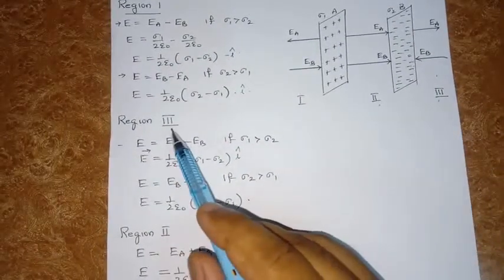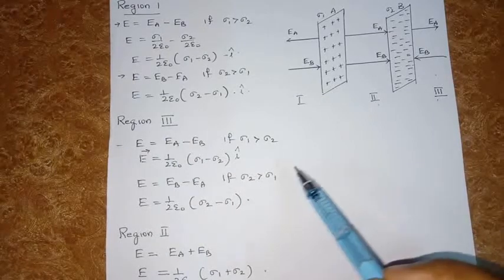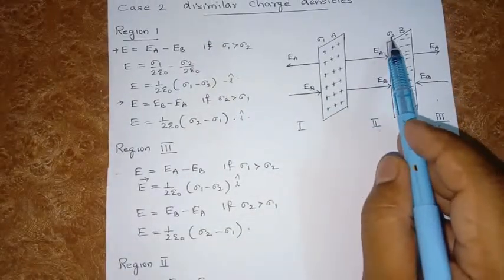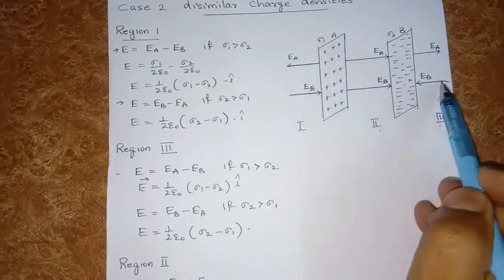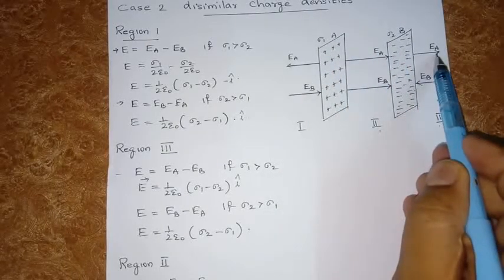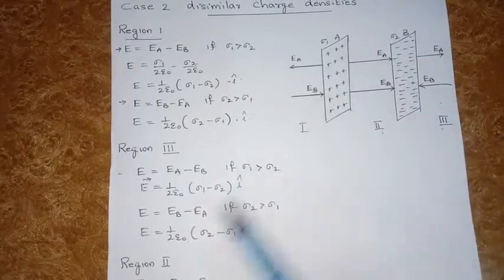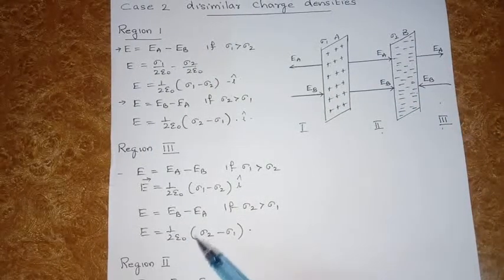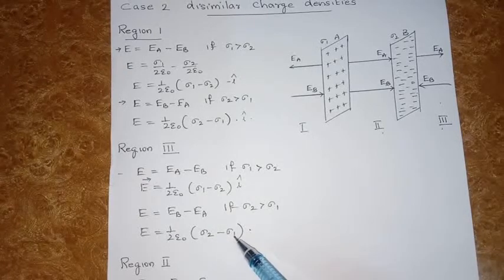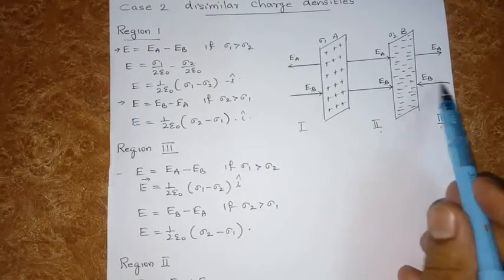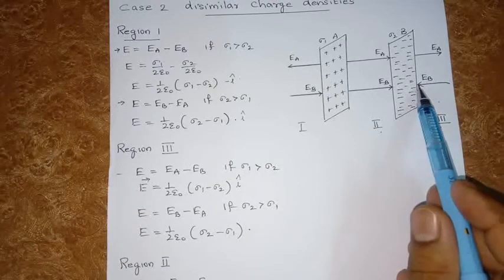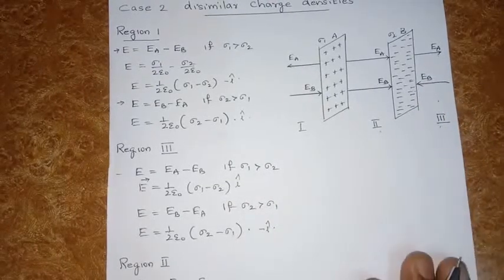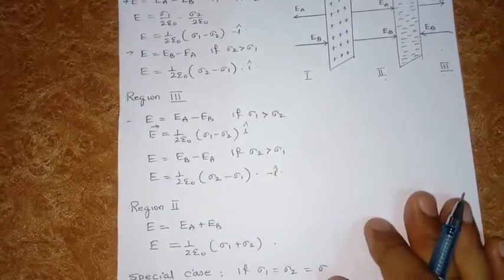Now, in region 3, if sigma 2 is greater than sigma 1, where is sigma 2? This is sigma 2. If sigma 2 is greater than sigma 1, obviously EB is greater than EA, then EB minus EA will be the net electric field. EB minus EA, that will be 1 by 2 epsilon 0 times (sigma 2 minus sigma 1). And the direction will be in the direction of the electric field due to B, EB, and that will be the minus i direction.